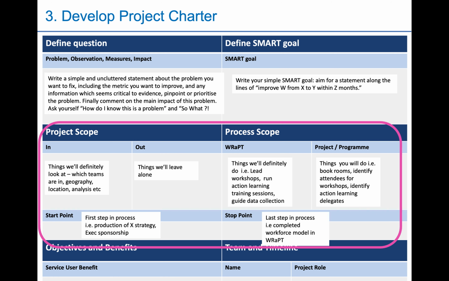Cool. So you've had a good go so far. You've thought about your scope. You've thought about why you're doing this project, and you've thought about who you need to get involved. Step 3 is to write it all down. We record things in a project charter that looks a bit like this.